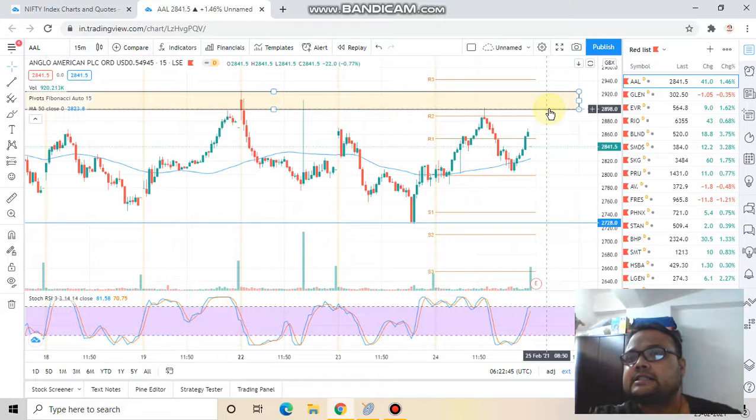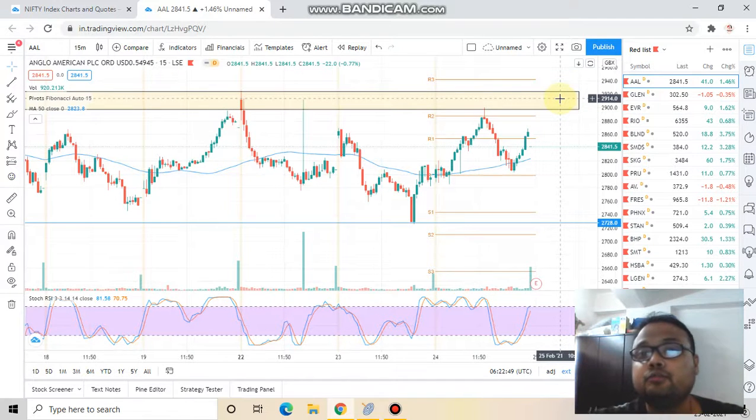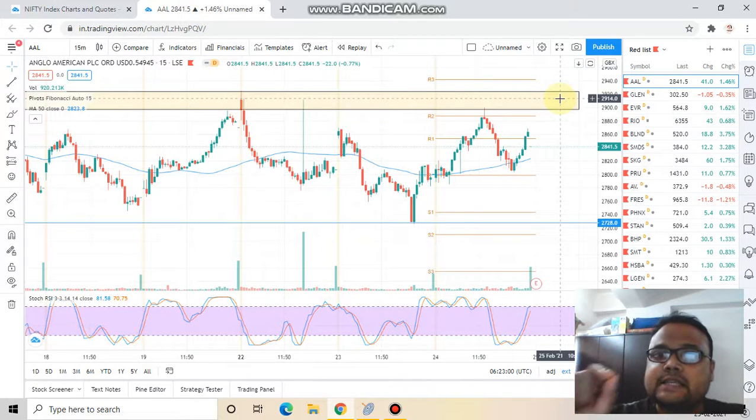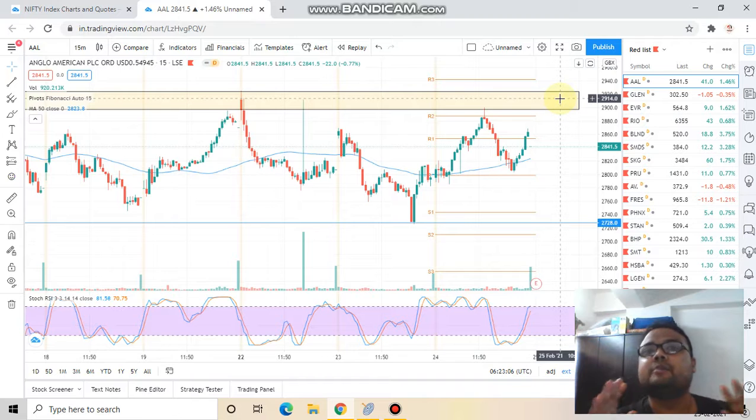In case it succeeds in crossing this level comfortably, volume should be there. Without volume a breakout is not convincing. It may be a fake out also, therefore volume is required. If it breaks the level successfully and comfortably trades over the resistance area for say 15-20 minutes, then only you can consider that the previous resistance has become the support, and then you can go ahead and buy.